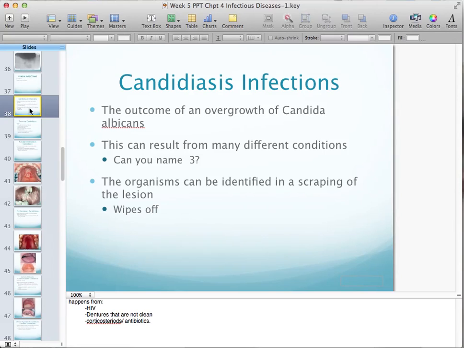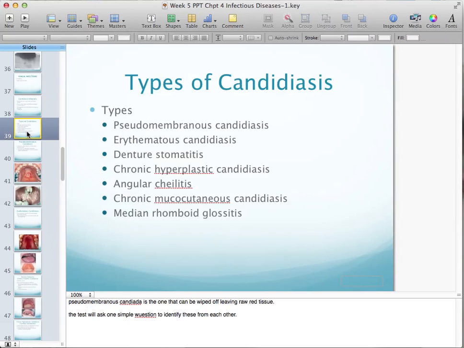How do you know if you have a Candida infection? Well, basically, the organisms are identified if they are able to be wiped off the lesion. So if you scrape the lesion and it wipes off clean, that's Candida. So you have lots of types of Candida: pseudomembranous, erythematous, denture, chronic hyperplastic, angular cheilitis, chronic mucocutaneous, and median rhomboid glossitis.